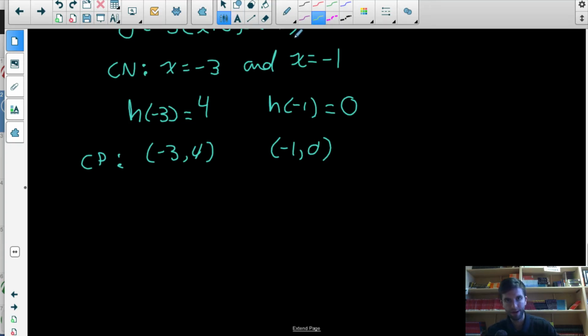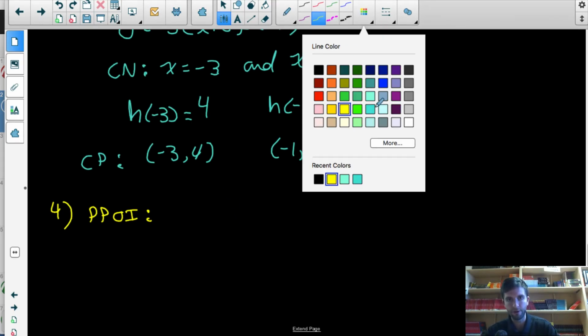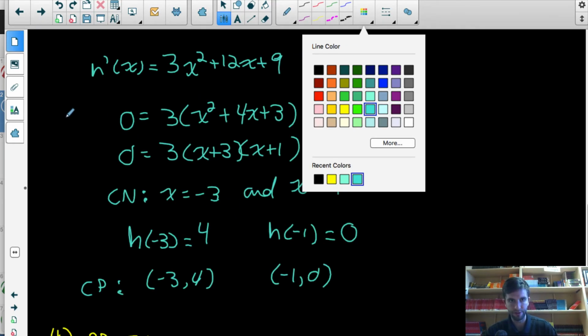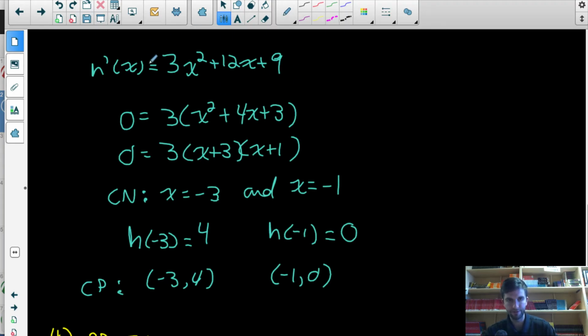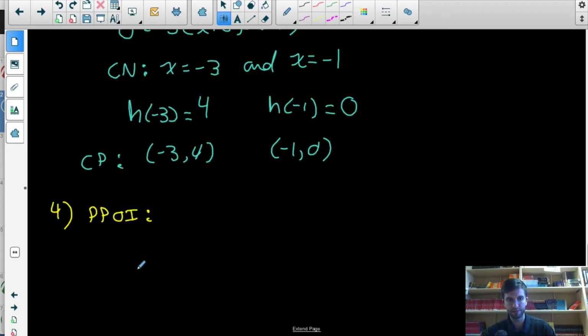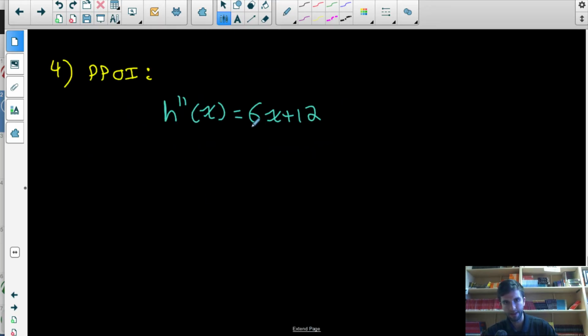Step 4 in the algorithm for curve sketching is where we find possible points of inflection. To find possible points of inflection, we have to find x values that make the second derivative 0. So I need to start by finding the equation of the second derivative. My first derivative is here, so if I differentiate that, I get my second derivative, 6x plus 12. So h double prime of x equals 6x plus 12. And then I'm looking for what would make that 0, and that would be a possible point of inflection. So 0 equals, I'll just common factor that so I can see that the solution is -2.